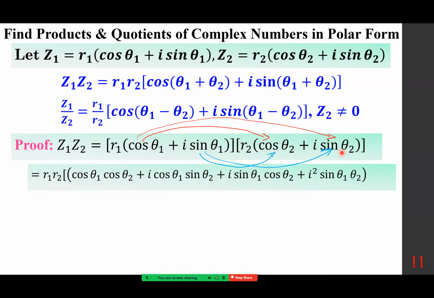So in that order, and bear in mind, again, we are just distributing r1 and r2, and we put them in the beginning. Cosine theta 1, cosine theta 2 comes here. Cosine theta 1, i sine theta 2, and I put the i in front. You can put it in between and then bring it, but ultimately you have to bring it to the front. Now, i sine theta 1 cosine theta 2. Then i sine theta 1 times i sine theta 2 becomes i squared sine theta 1 sine theta 2.